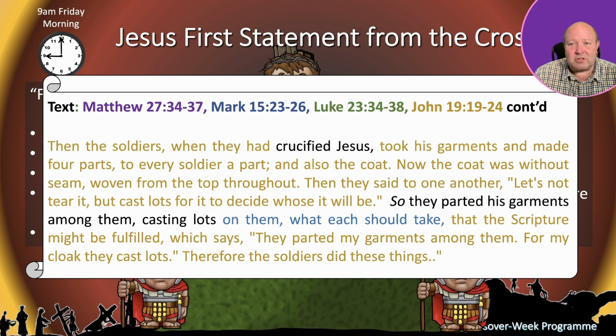Then the soldiers, when they crucified Jesus, took his garments. They made four parts, a part for every soldier, and also the coat. Now the coat was without seam, woven from the top throughout. And then they said to one another, let's not tear that, but cast lots for it to decide whose it will be.